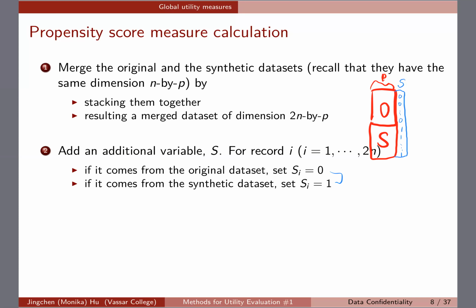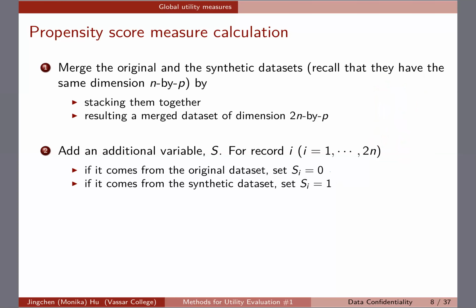This will be the outcome that we're trying to model, because this is the truth: once I stack them together, the first half is original, coded as S_i equals 0, and the second half is S_i equals 1, the synthetic. Now we're going to use a logistic regression model to model, for each observation, the probability that the record goes into one of the groups. And then from there we do a prediction. We can predict for each record in the merged data set the 0s and 1s, and then we see how good the predictions are using such a measure. That's the general idea.